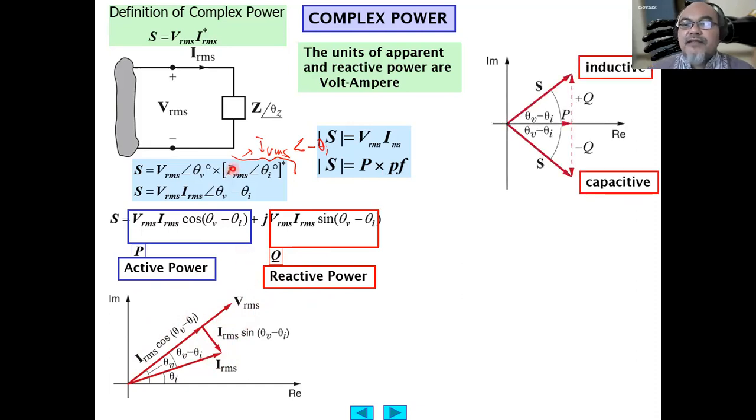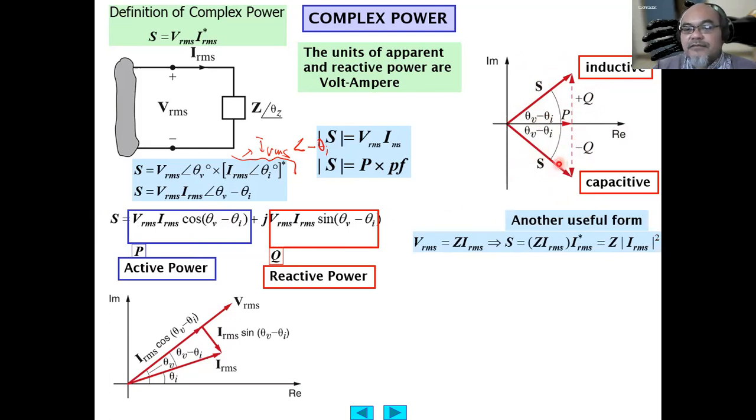So when theta V minus theta I is positive, it means that the voltage is leading the current. We will have an inductive power, because then the reactive power Q is positive. But when the voltage is lagging the current, so theta V minus theta I is negative, then we will have minus Q, capacitive, because then the sine of theta V minus theta I is negative. The imaginary value will be negative.